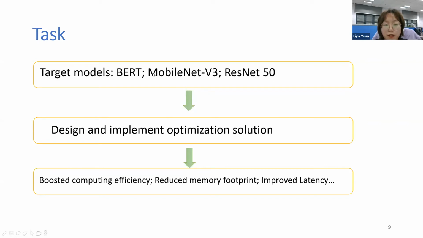So all you have to do is to select a model from the target models, and then design and implement your own optimization solution. And finally, you should achieve the goal of boosted computing efficiency, reduced memory footprint, and improved latency, so that you can get an efficient inference. And these models are some examples. If you have more models to be used by your optimization solution, we think that's better.